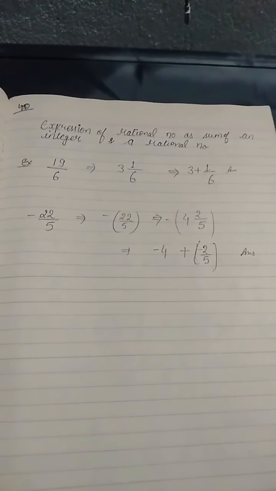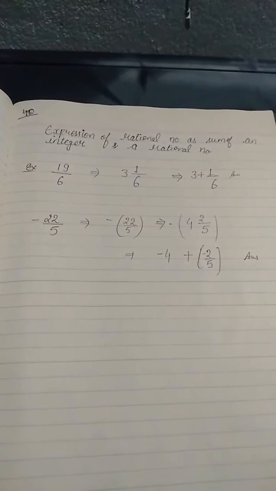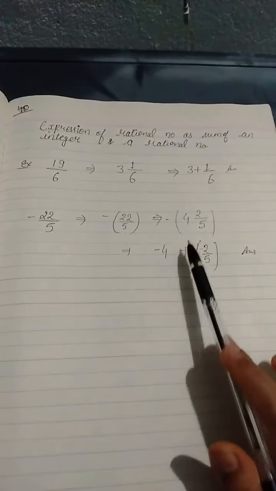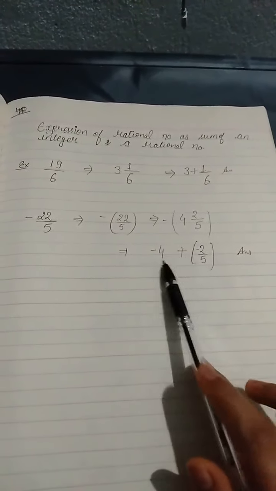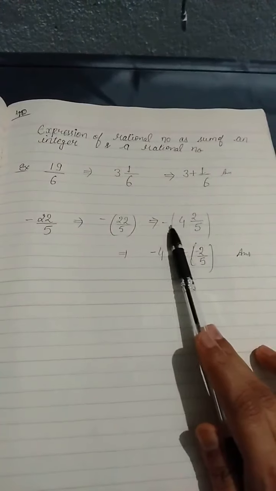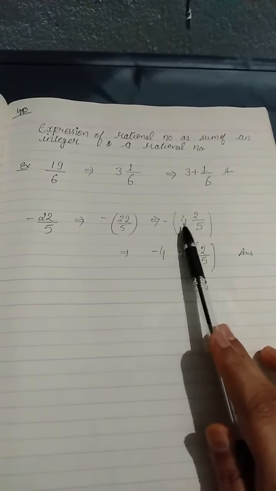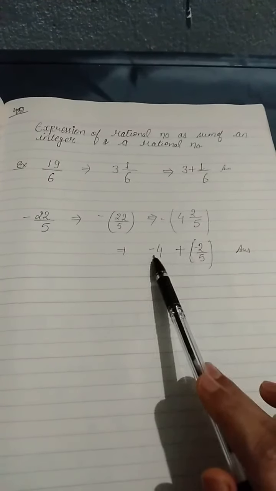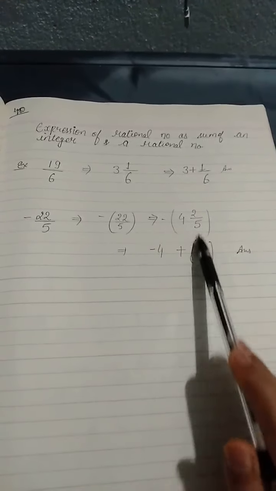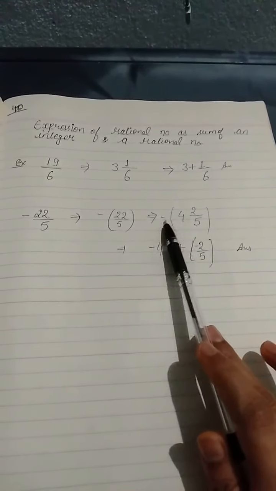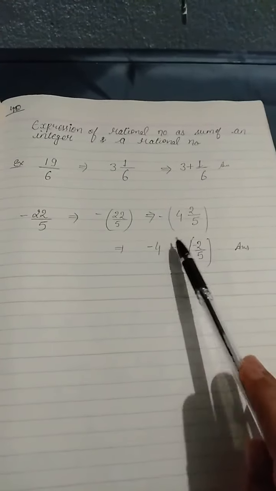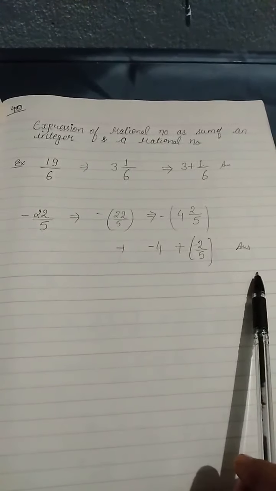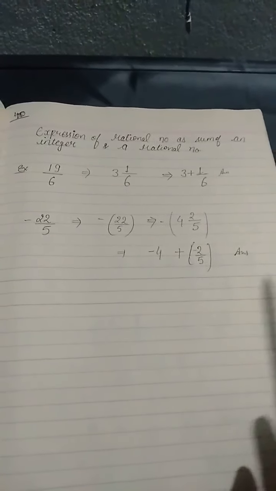Next is minus 22 upon 5. So firstly we have to change it into a mixed fraction. After dividing 22 by 5, it will become 4 whole 2 by 5. So this minus will be here. This means this minus is with 4 and with 2 upon 5. So this is minus 4 plus minus 2 upon 5, because this minus is with both terms, 2 upon 5 and 4. So we can write 4 plus 2 upon 5, and this minus will also multiply with both terms. So this will be minus 4 plus minus 2 upon 5.